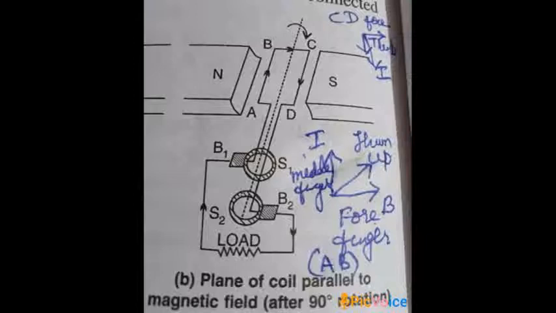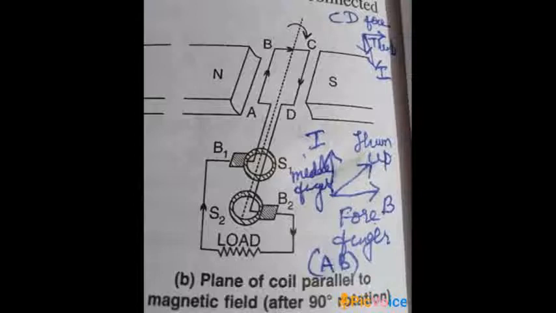Okay, and A is connected to B1 and D is connected to B2. So from A to B, B to C, C to D, D to B2, and from B2 it will go to B1. Okay, and in between what is there? Load. If you put a bulb, this bulb will now glow. So this is the second part, what actually happens with 90-degree rotation.